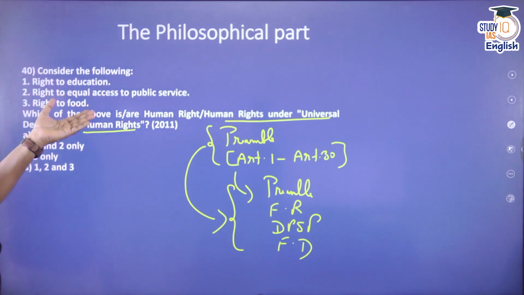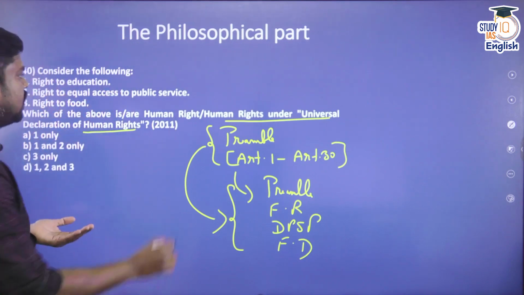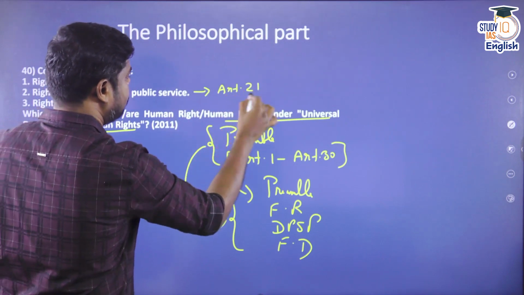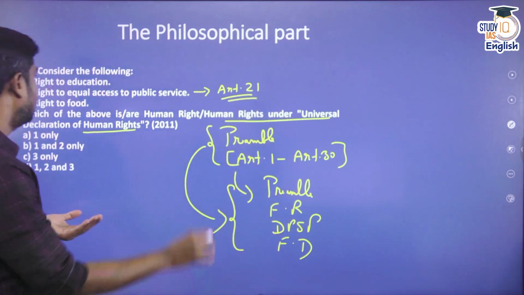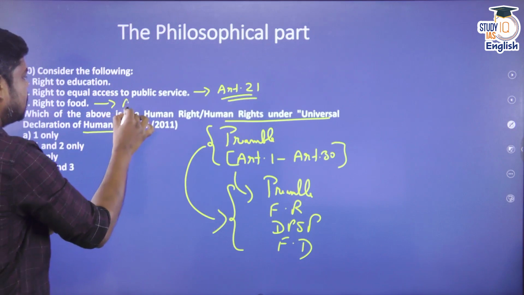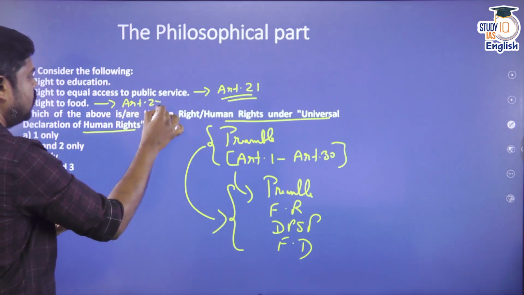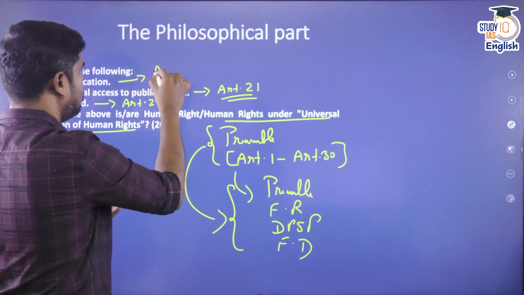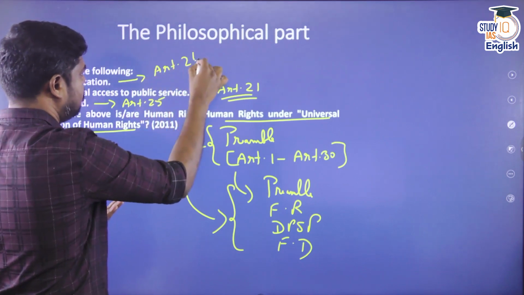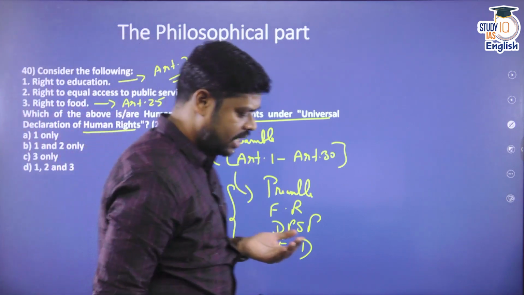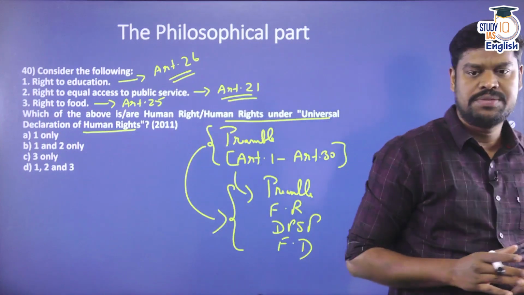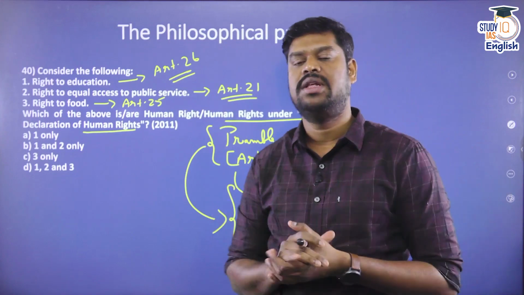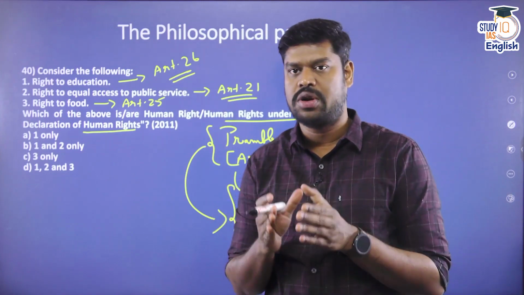So, here comes right to education, right to equal access to public service. This is very much related to Article 21 of the Universal Declaration of Human Rights. Right to food is mentioned under Article 25. Right to education is related to Article 26. So, the idea is, if a question is asked in such an area, do you have to remember the articles in the Universal Declaration of Human Rights? No, not required.